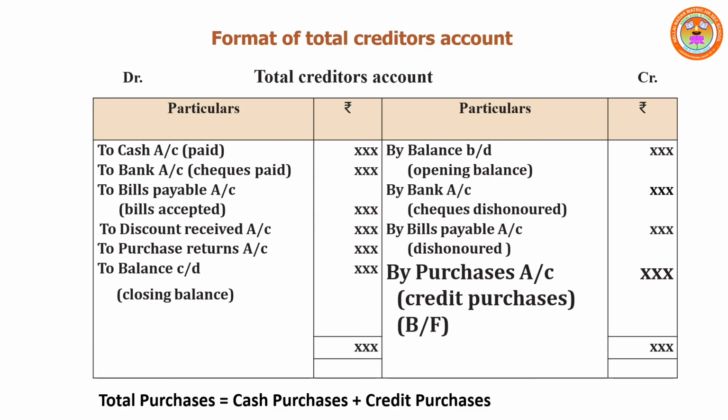So these are the four formulas: bills receivable account and total debtors account, both are interrelated. Then bills payable account and total creditors account. So these four account formats you should know thoroughly, then only we can do the sums.